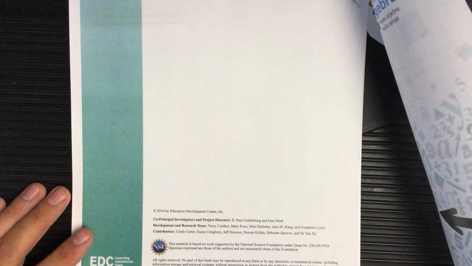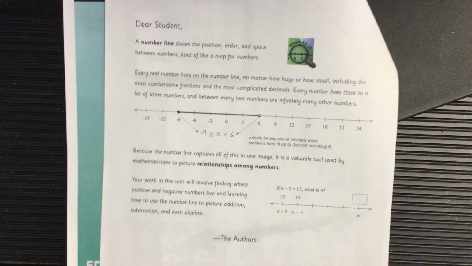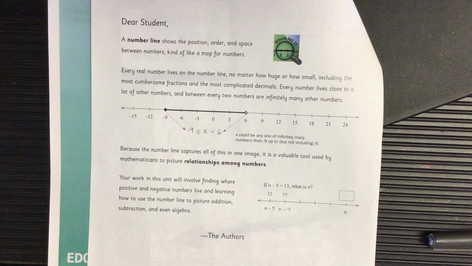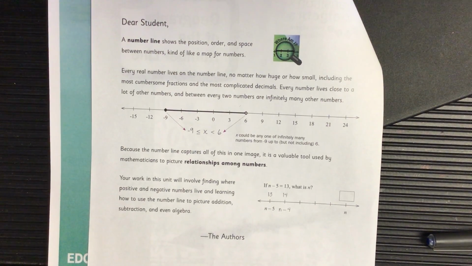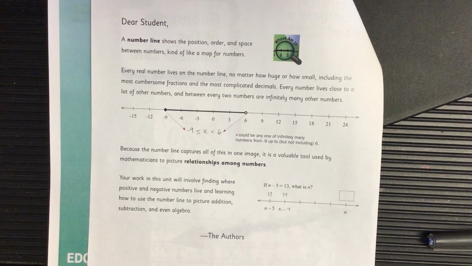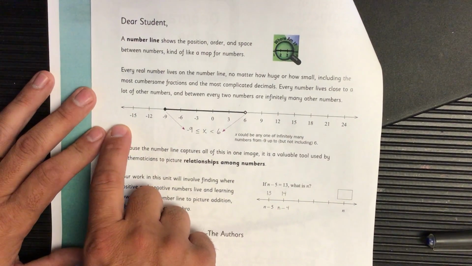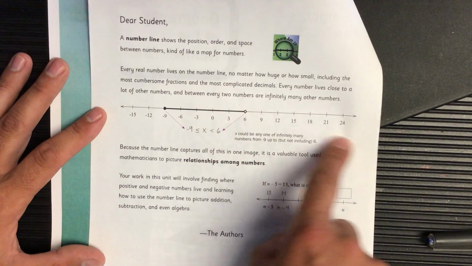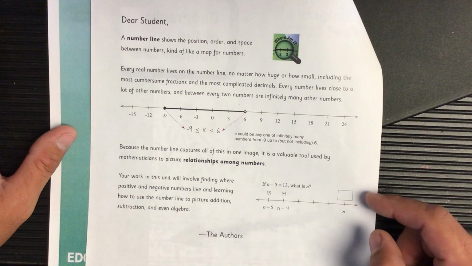All right, lesson 2 is on the number line, unit 2. First page inside the back cover. It says the number line shows the position, order, and space between numbers, kind of like a map for numbers, where they are located. So when you make a number line, a couple keys to remember. Number lines get smaller as you go left, larger as you go right. That always has to be the case.